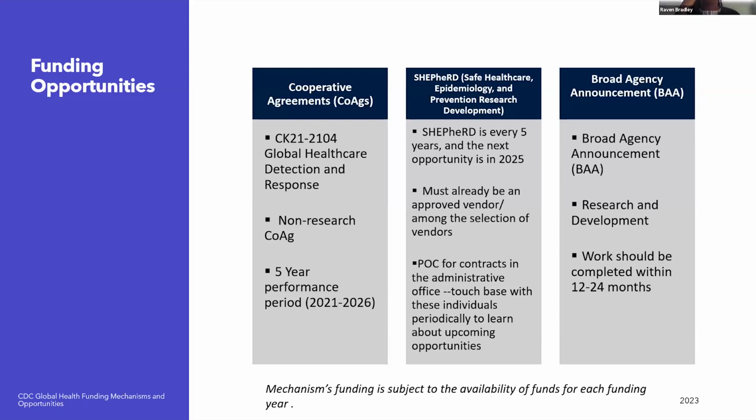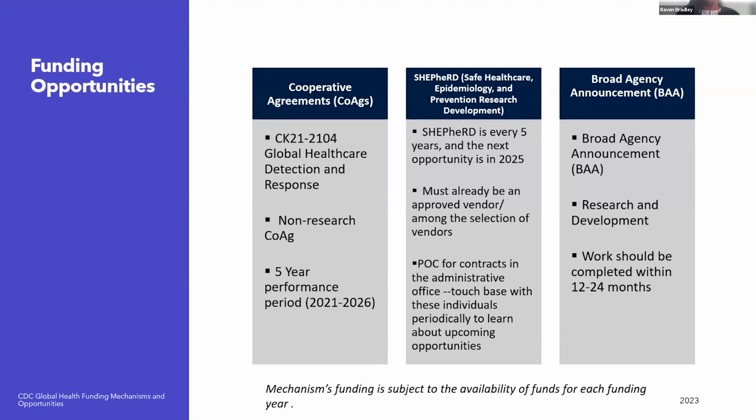And so they will just be a really good wealth of knowledge. So it's a good practice to periodically touch in with those individuals to learn about upcoming opportunities. And last, we have broad agency announcements. These also fall under contracts. So Shepherd and broad agency announcements, BAAs, are contracts, where 2104 is the cooperative agreement.